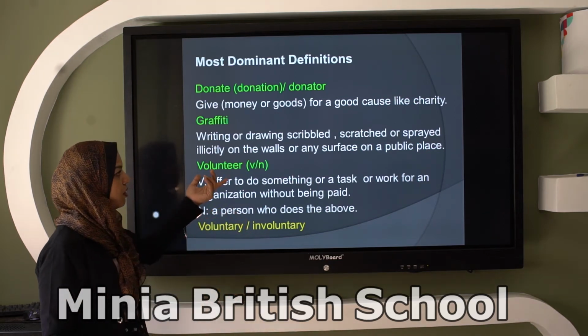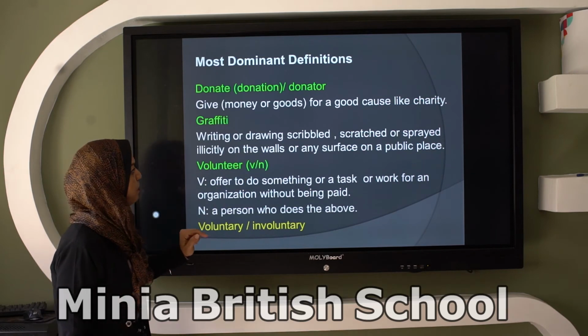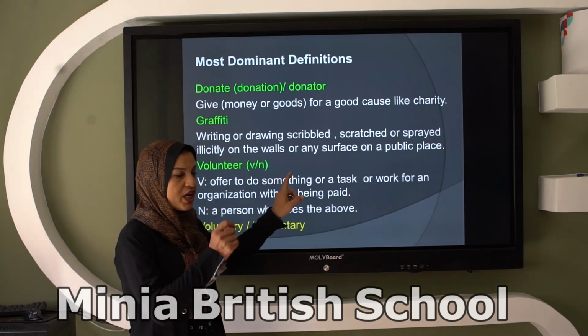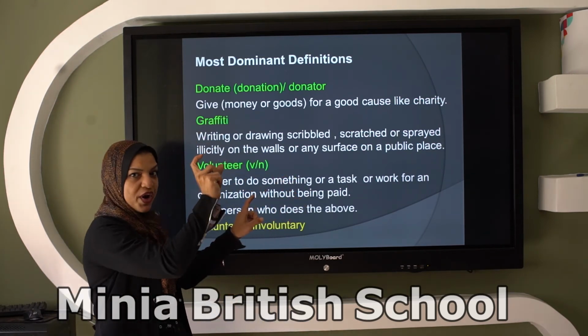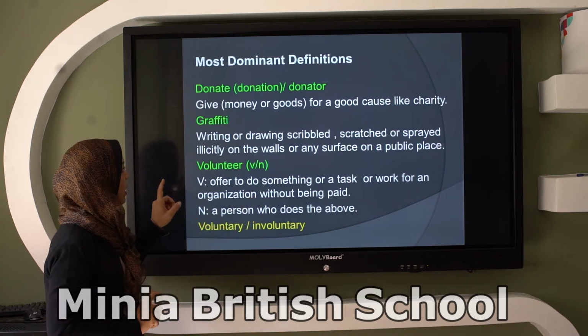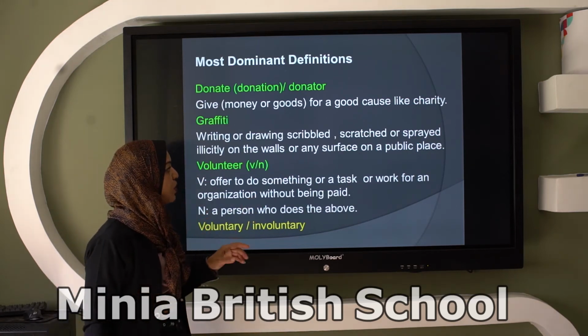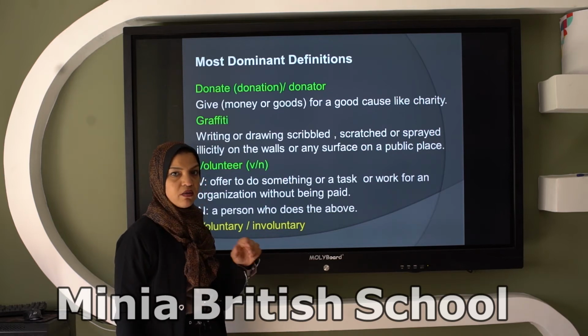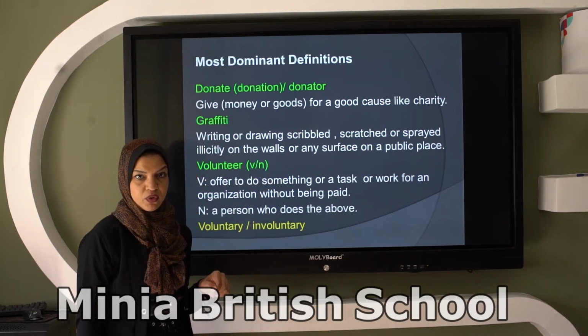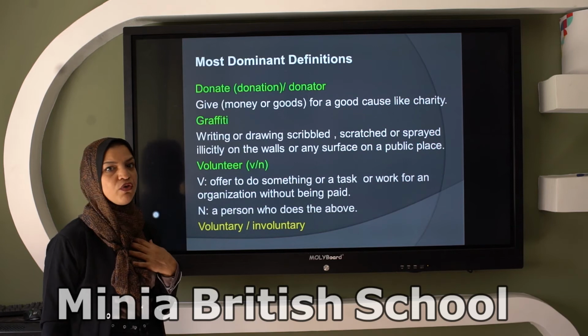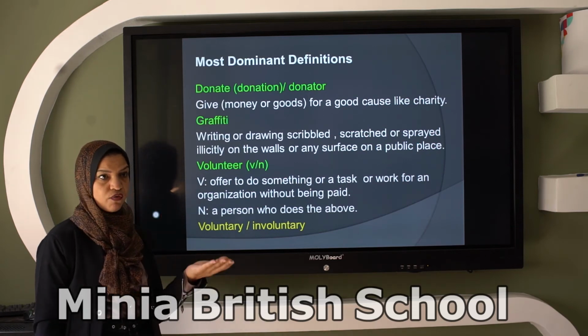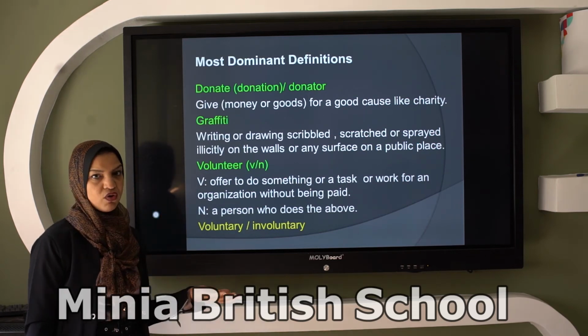So it's writing or drawing, scribbled or even scratched or sprayed, illicitly on the walls, or any surface in a public place, but normally walls. You got it? So in my point of view, graffiti is a kind of art, a very modern kind of art.